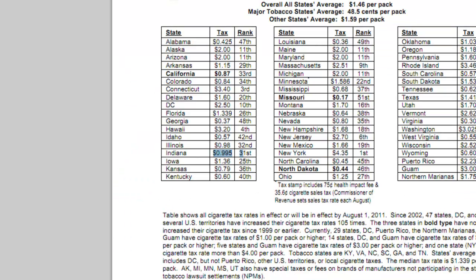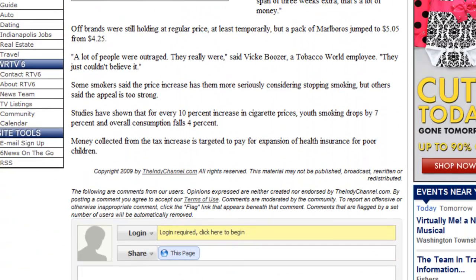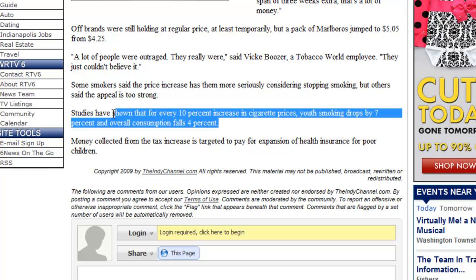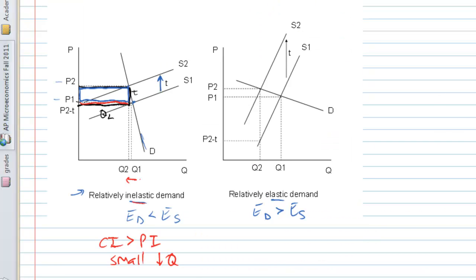By the way, there's actual data on this. Here's one place I found it quoted. The citation is not very good. It says that studies show that for every 10% increase in cigarette prices, youth smoking drops by 7% and overall consumption falls 4%. So that's inelastic demand, but maybe not as inelastic as you might think. It's an elasticity measure for the overall of 0.4. It's not like people keep smoking no matter what, I guess is what I'm getting at. Okay, so there's with relatively inelastic demand.